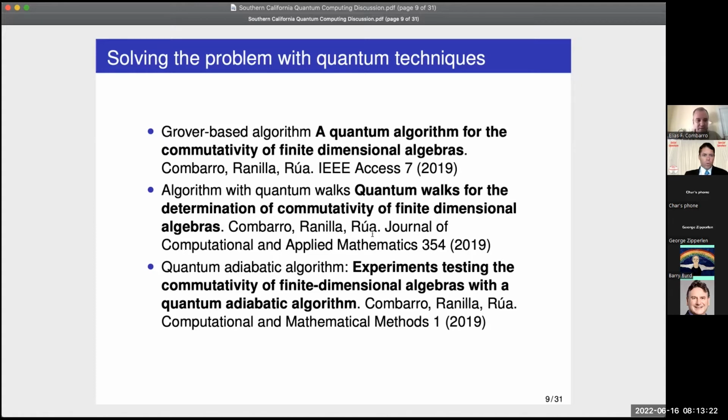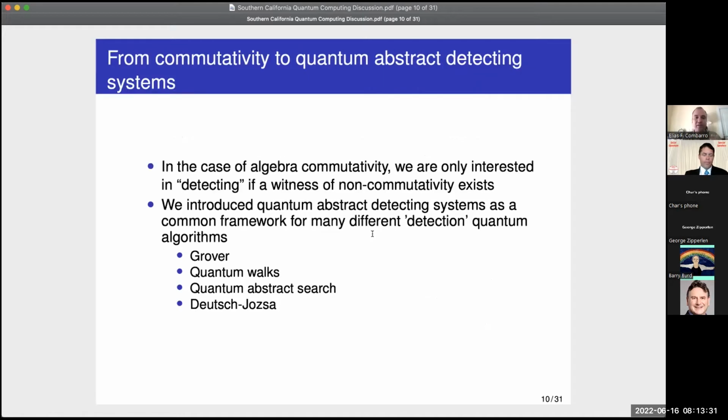But we started to realize that there were some connections between these algorithms, and we came up with a generalization that we call quantum abstract detecting systems, in which we are not really interested in searching for a particular element, but in detecting whether that element exists or not. And with this small change, we were able to encompass every algorithm that we were using under this same formalism of quantum abstract detecting systems.